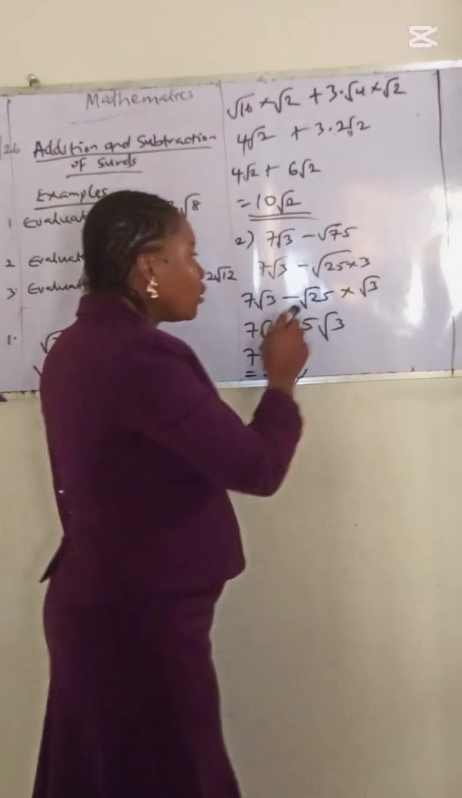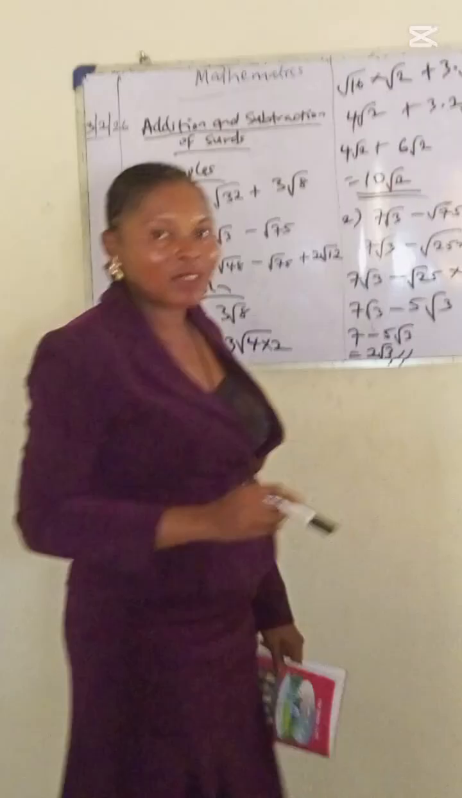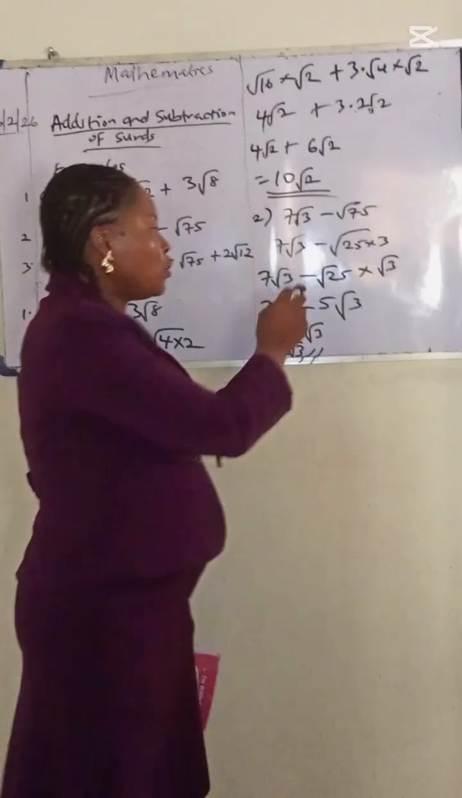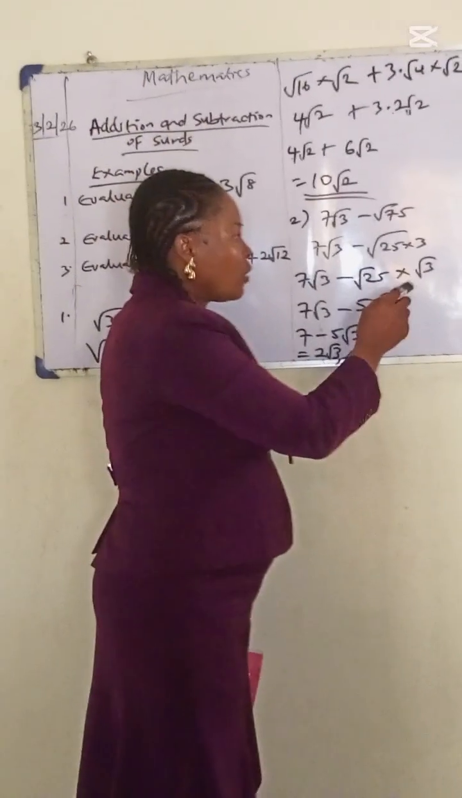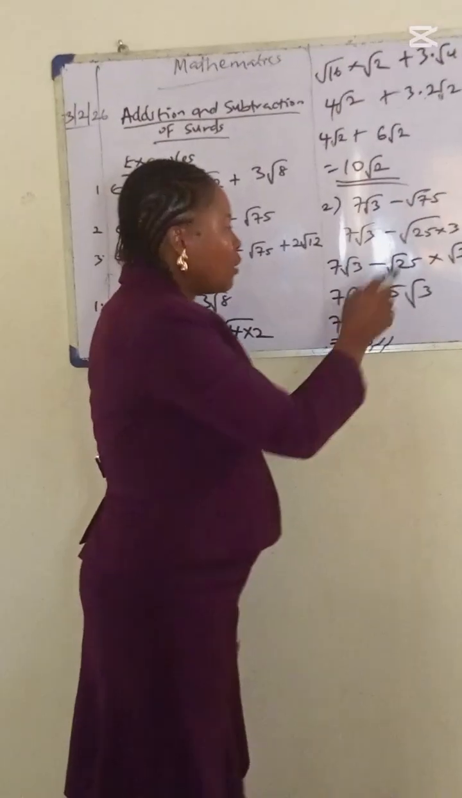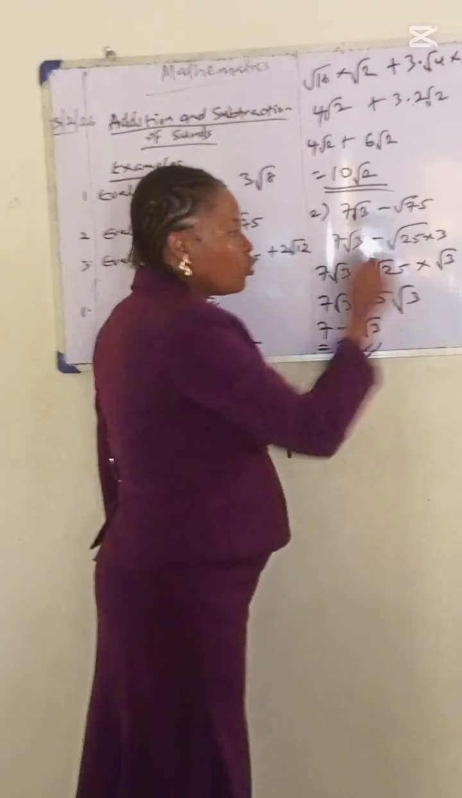So we have a minus. To replace our 75, we are using 25 times 3. But 25 has a square root. So you split each of them: square root of 25 times square root of 3. Bring down the same number. The first one minus square root of 25 will give us 5. Then the square root of 3.